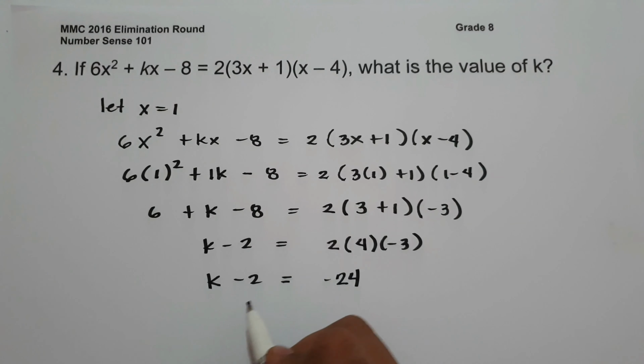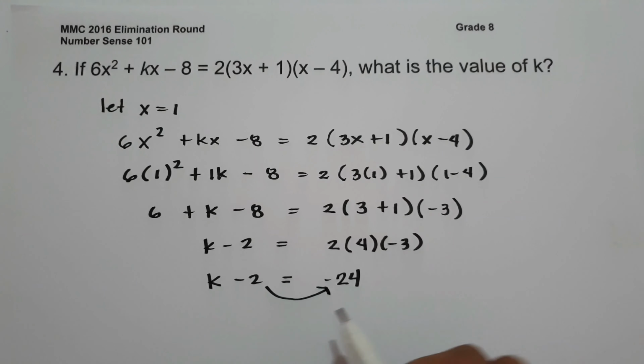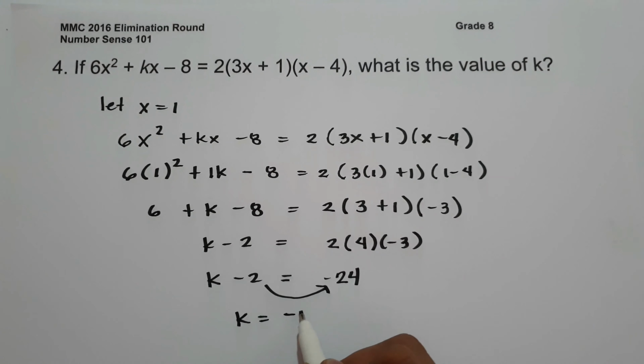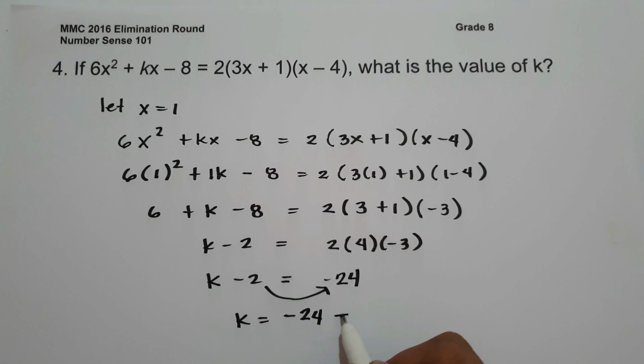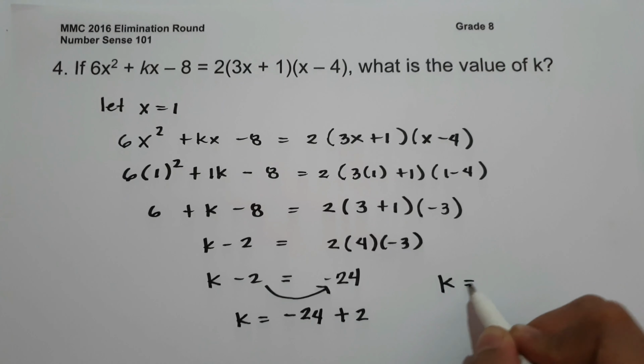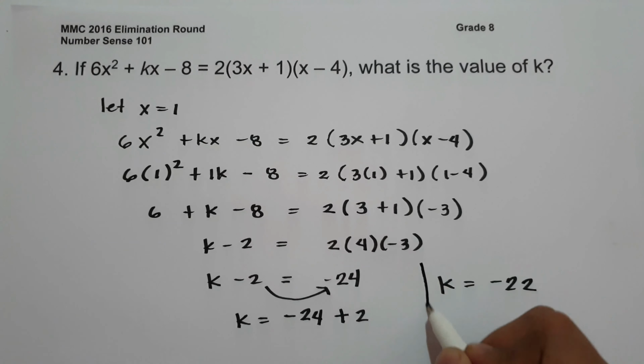24. And then let us move negative 2 to the side of negative 24. So k is negative 24 plus 2. So the value of k is negative 22. And this will be our answer.